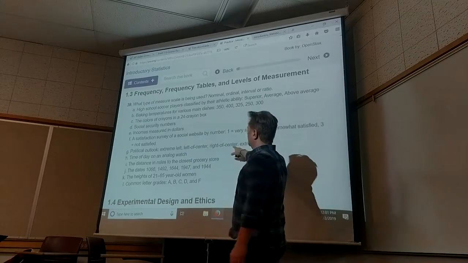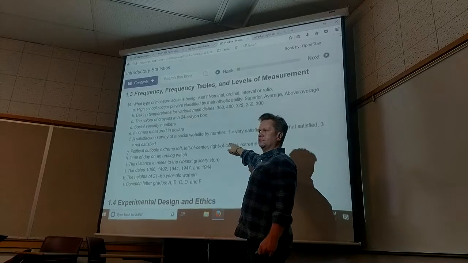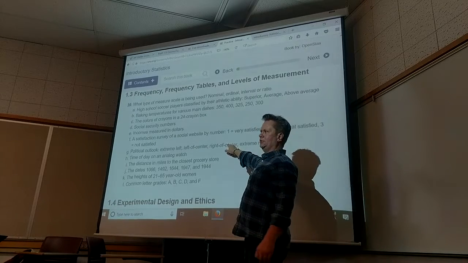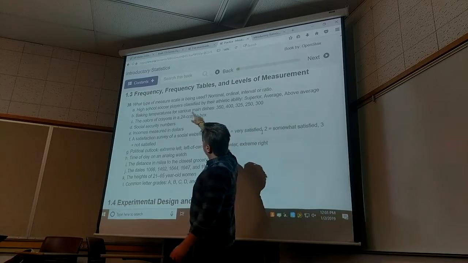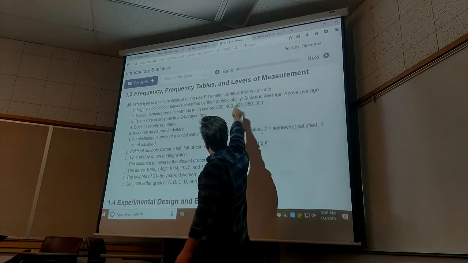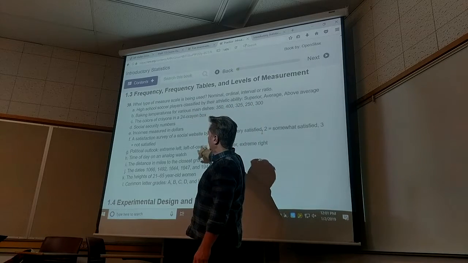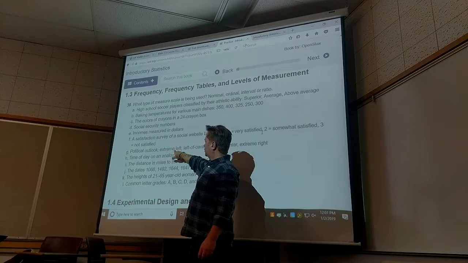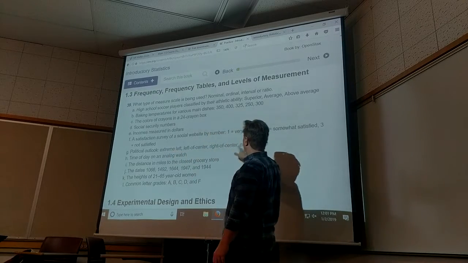Here we go. What do you think about G? This is a good one to start talking about in today's world. So what type of measure scale is being used? What level of data is this? Political outlook: extreme left, left of center, right of center, extreme right.